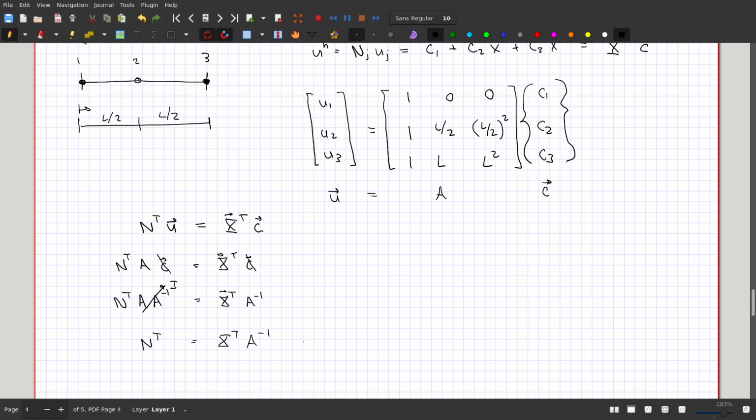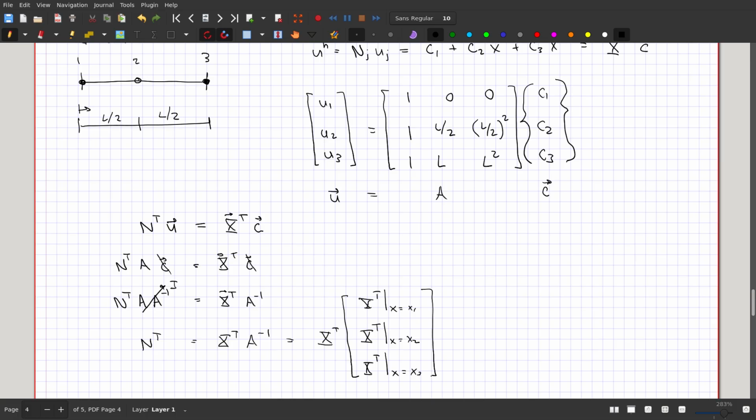Another way you can think of this: X is just your basis, right? 1, x, x squared. It's like a vector of the basis. Then A is X transpose evaluated at the nodes: at x equals x1, evaluated at x equals x2, and evaluated at x equals x3. And so this gives us a systematic way to develop the shape functions for any order polynomial basis.